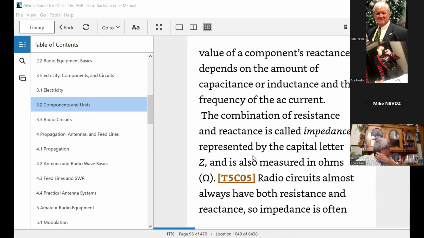Okay. Now you're going to see in a lot of equipment and antennas the impedance of 50 ohms. Most of the radio transceivers are built to see an impedance of 50 ohms from the antenna.